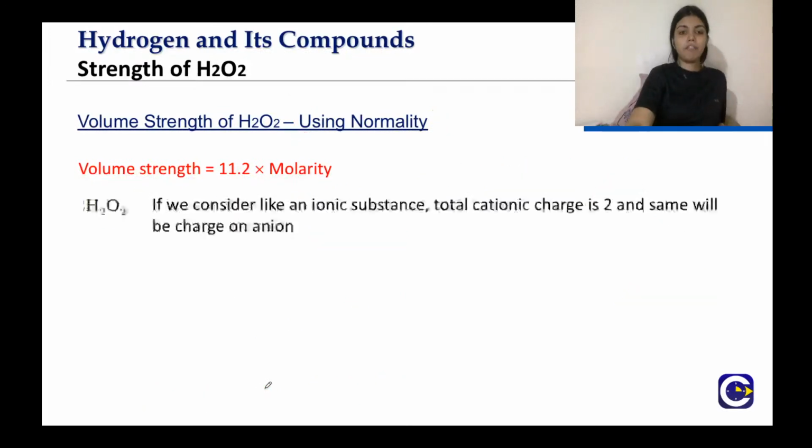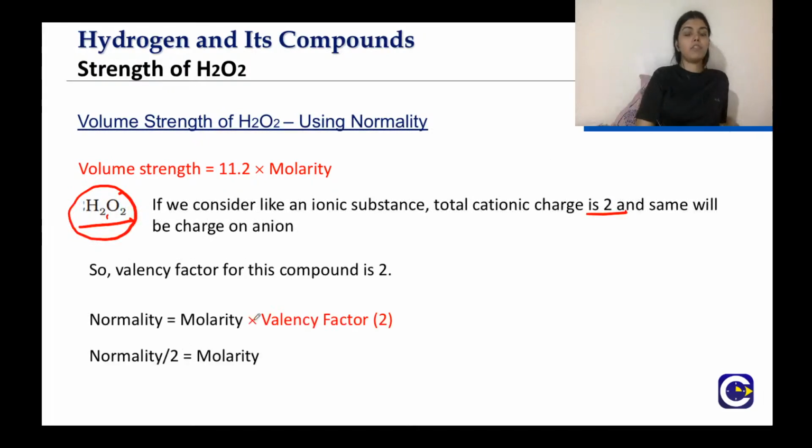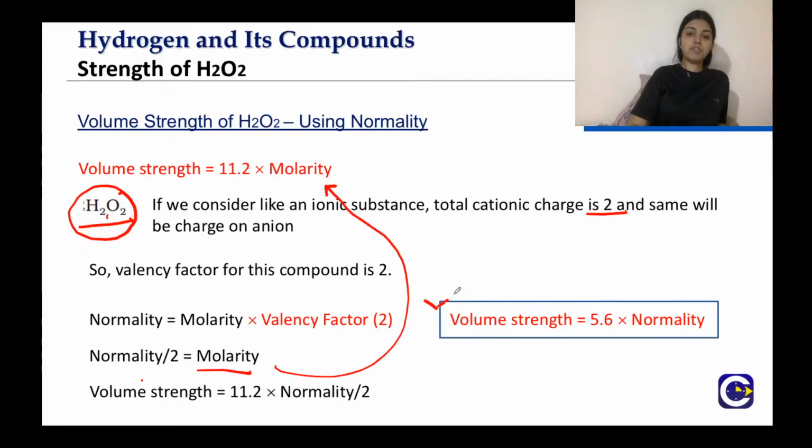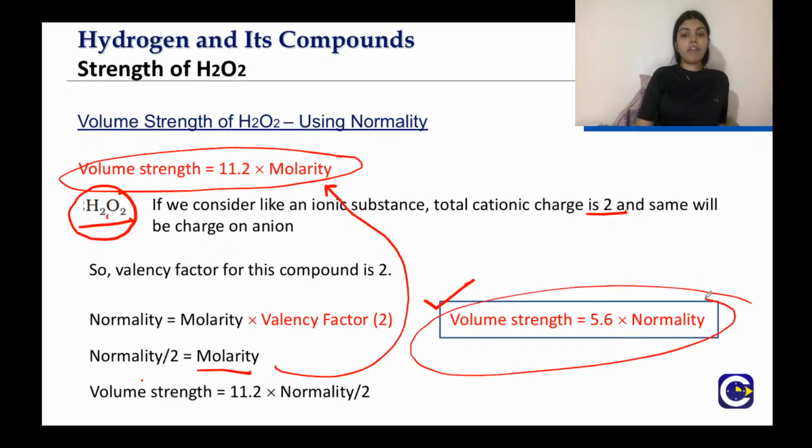Okay. Again, I'll revise the concept that in H2O2, the total cationic charge is 2. So particularly the n factor will come out to be 2. Normality equals molarity into n factor, that is 2. Normality by 2 will be equal to molarity. When you substitute this in the first formula, you will get the final formula as volume strength equals 5.6 into normality. So final 2 formulas you have to learn. One is volume strength equals 11.2 into molarity, and the second one is volume strength equals 5.6 into normality. These 2 formulas you have to learn.